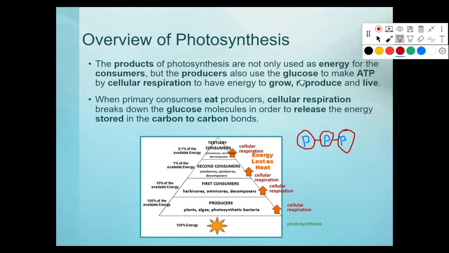Cellular respiration gives us energy to grow, reproduce, and live. When primary consumers eat producers, so when animals eat grass, cellular respiration breaks down the glucose molecules in order to release the energy stored in the carbon bonds. So basically, again, all it's saying is it's going from sunlight to glucose and now to this guy, ATP.